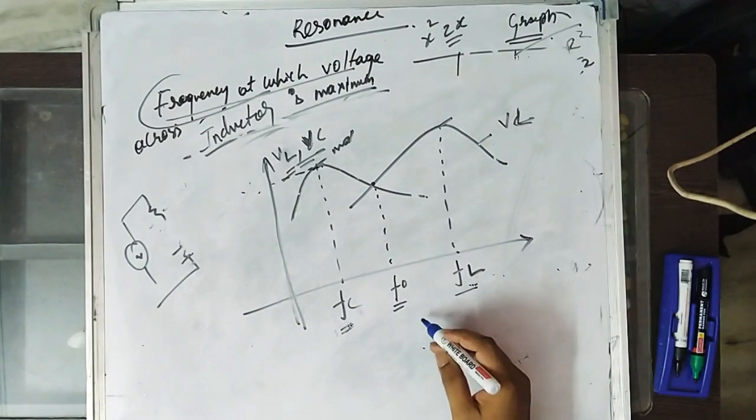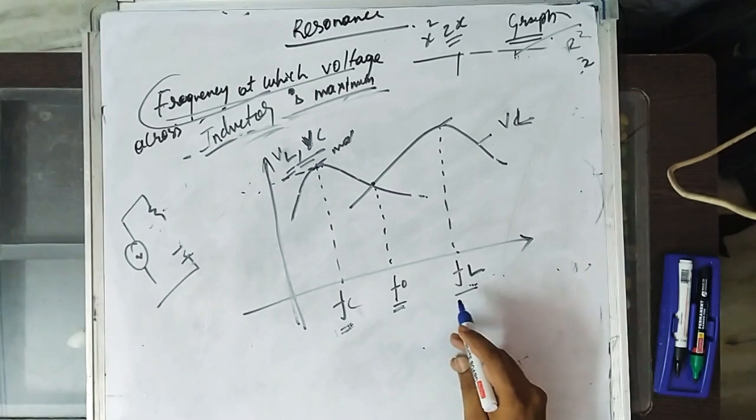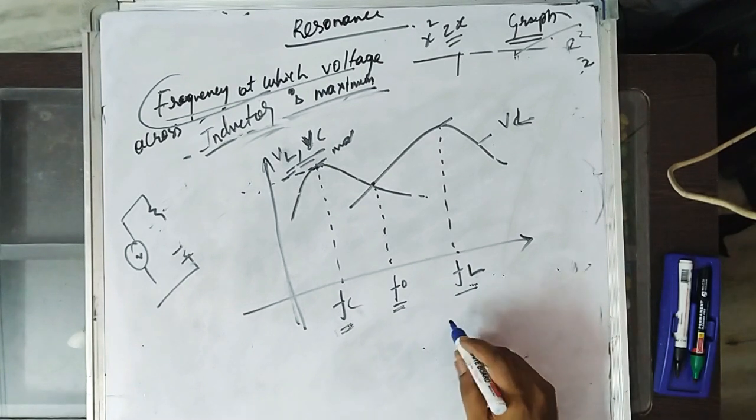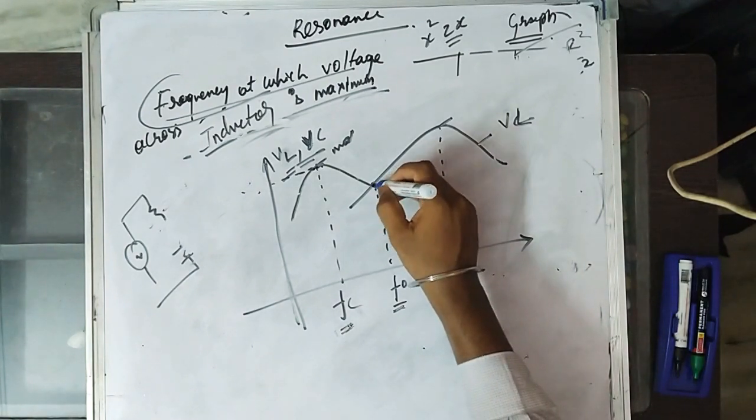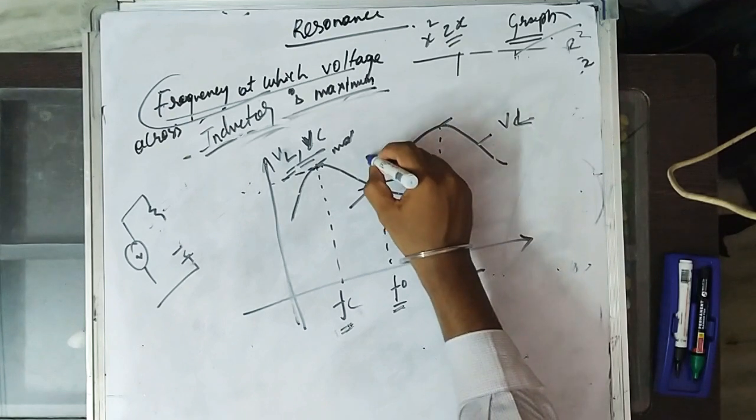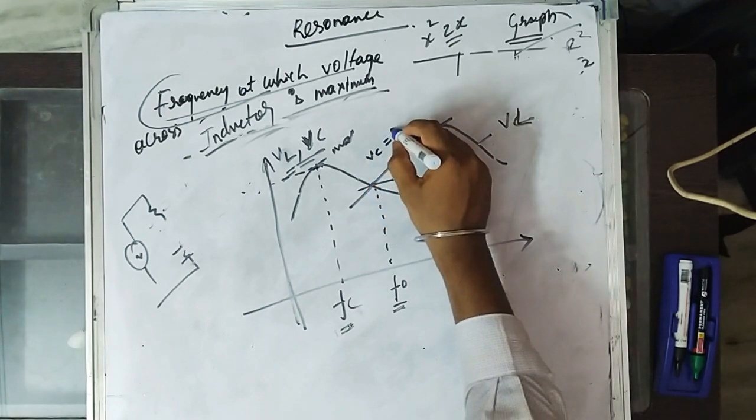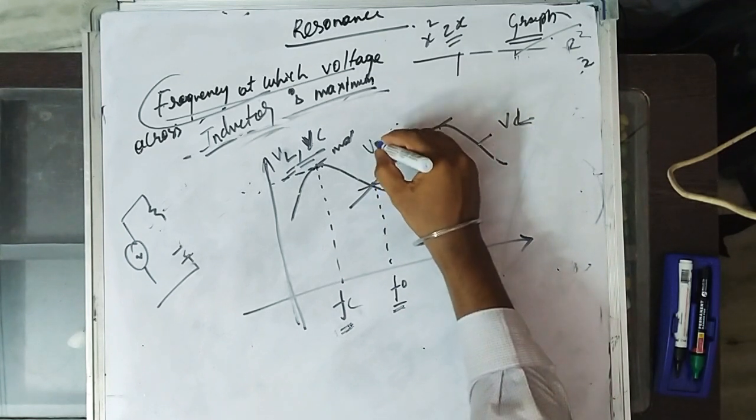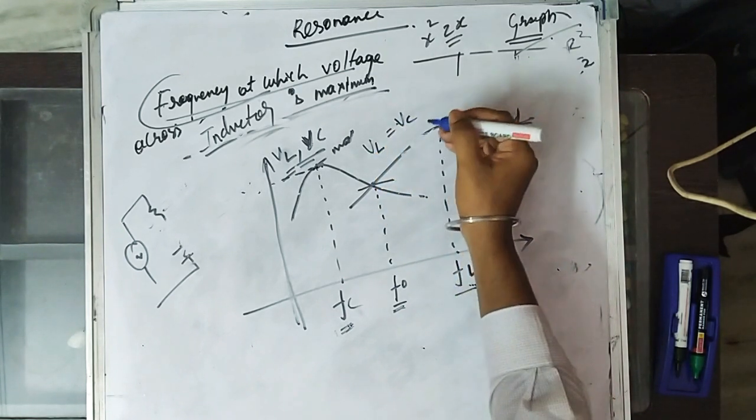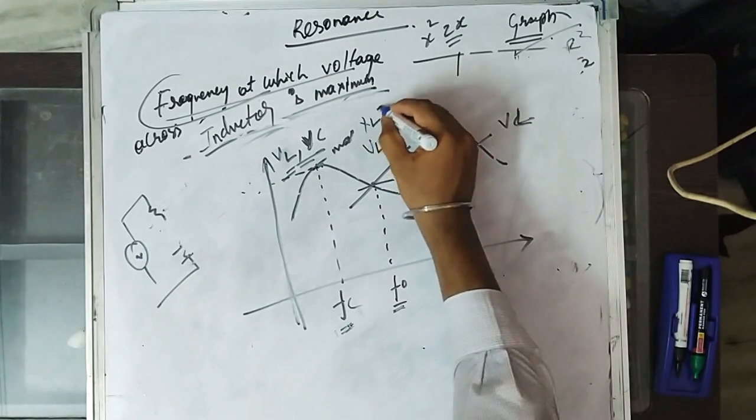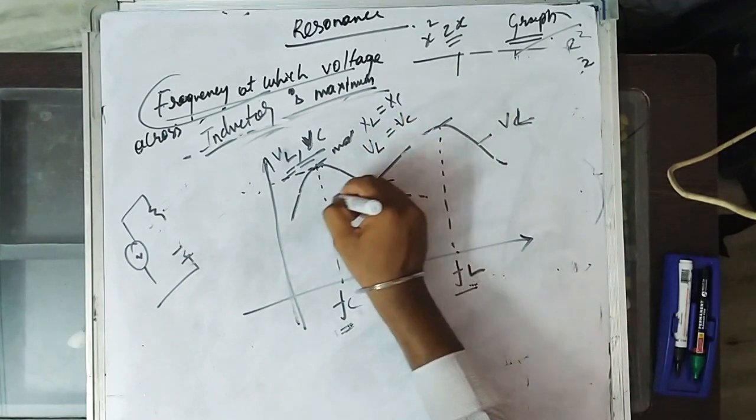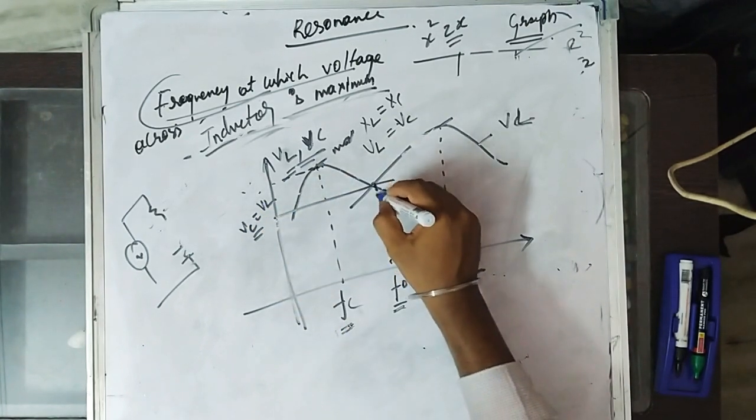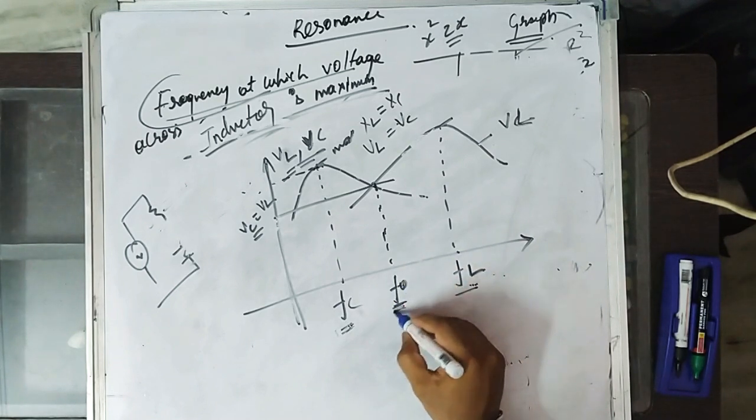And this is the resonance frequency. If you observe carefully at the resonance frequency, the voltage across the inductor is equal to the voltage across the capacitor. Why? Because XL will be equal to XC. At this point VC equals VL. That's why it is called the resonant frequency.